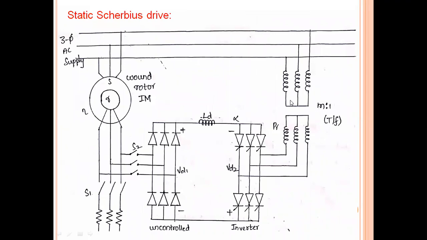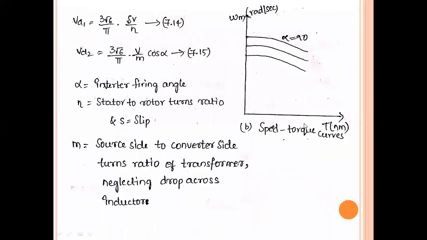Look at here. M represents the transformer turns ratio, whereas N represents the turns ratio between stator and rotor. This is the difference between N and M. Both are turns ratios, but N defines the turns ratio between stator and rotor of the induction motor, while M defines the turns ratio of the transformer.